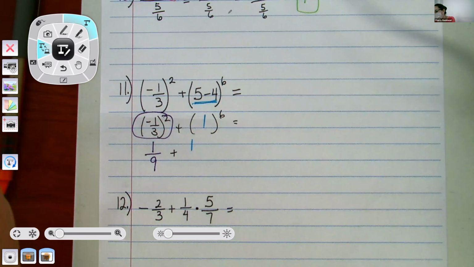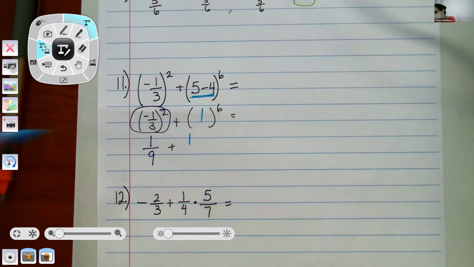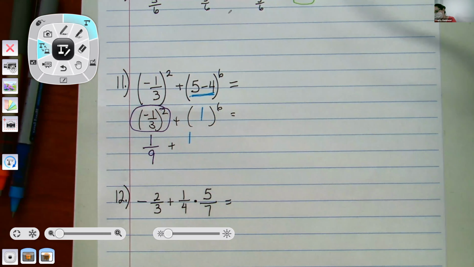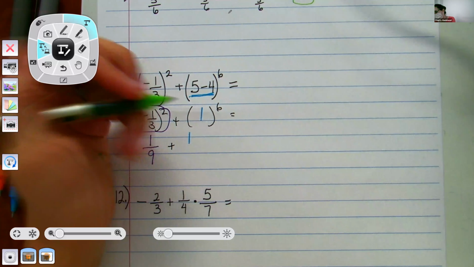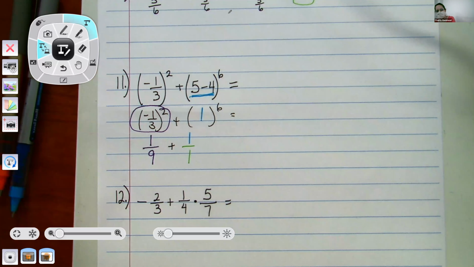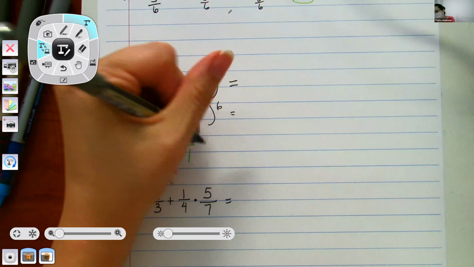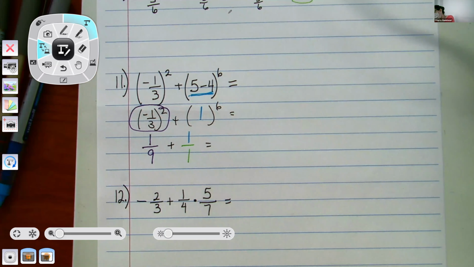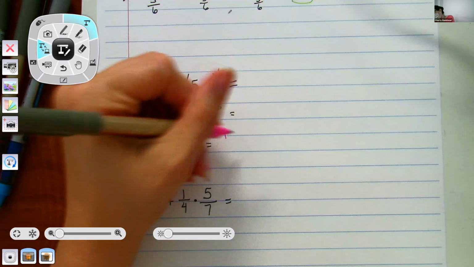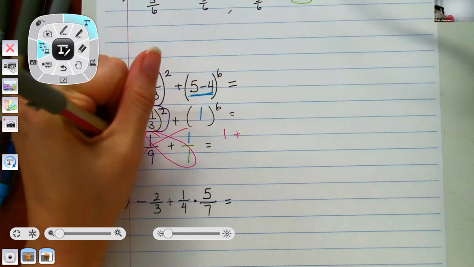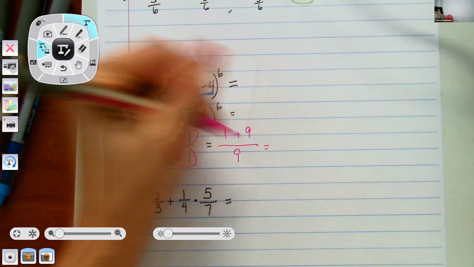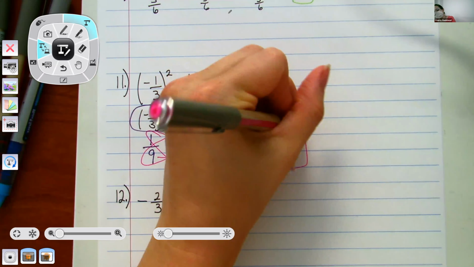And then, since I need to add that with another fraction, I'll go ahead and write it as 1 over 1. So 1 over 9 plus 1 over 1. Again, I'm just going to use the bow tie method. So that would be 1 plus 1 times 9 is 9. 9 times 1 is 9. And 1 plus 9 is 10. So that comes out to be 10 over 9.